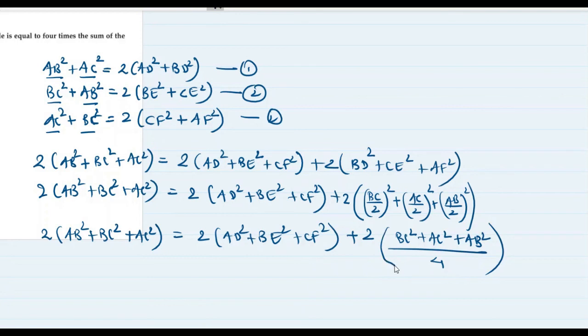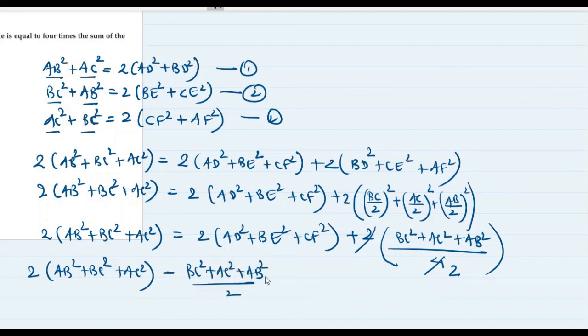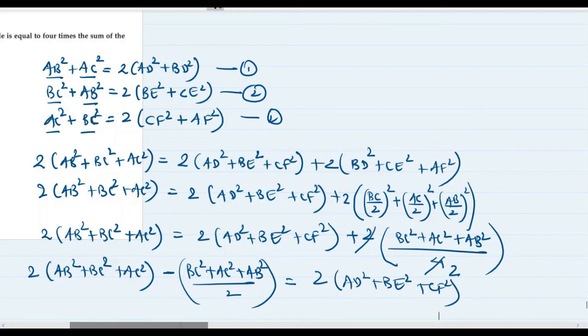Why the whole by 4? Because 2 square will become 4. Every fraction will have denominator 4, so we can take it as a common denominator and cut this, and then shift it to the other side and subtract it. So 2 bracket AB square plus BC square plus AC square minus BC square plus AC square plus AB square the whole upon 2 is equal to 2 bracket AD square plus BE square plus CF square. I know it is getting complicated, but we are very near the answer, so please bear with me.